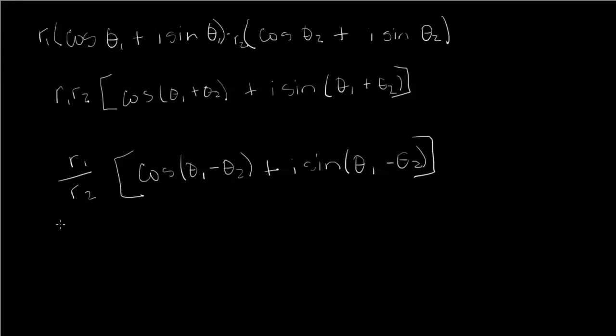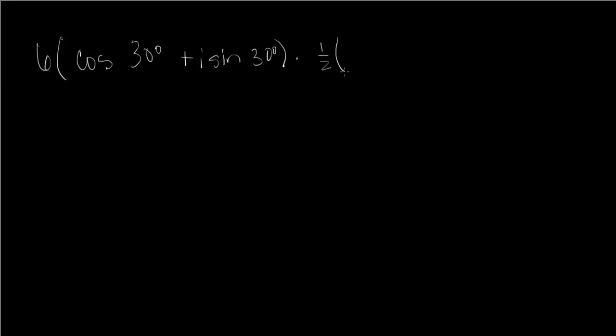Okay, so let's find the product of a couple of trig functions. If I have 6 times the cosine of 30 degrees plus i sine 30 degrees, times one half cosine 120 degrees plus i sine 120 degrees.